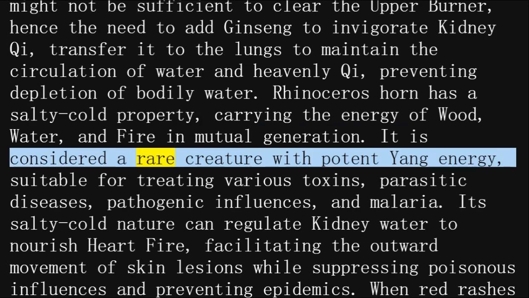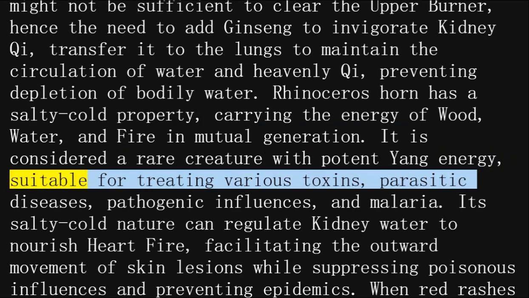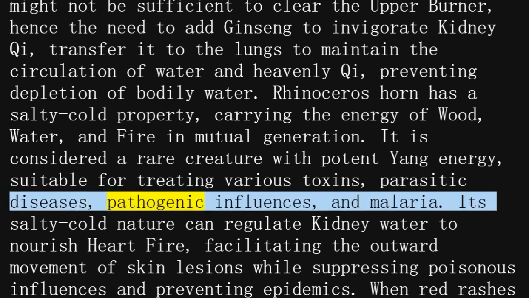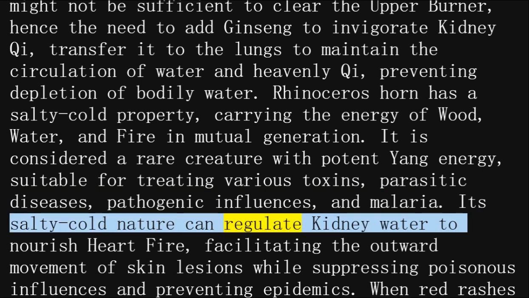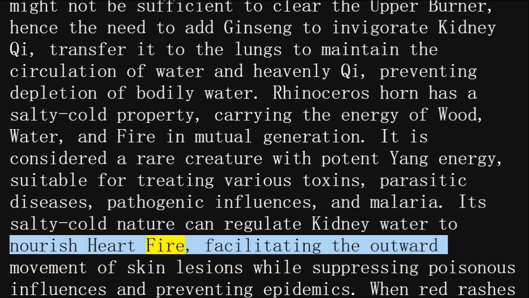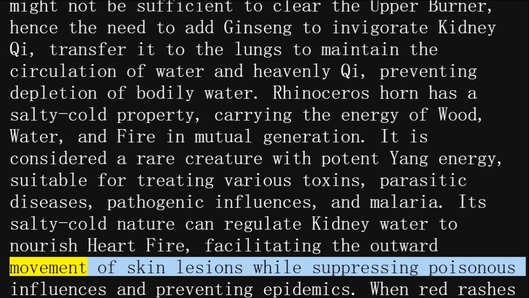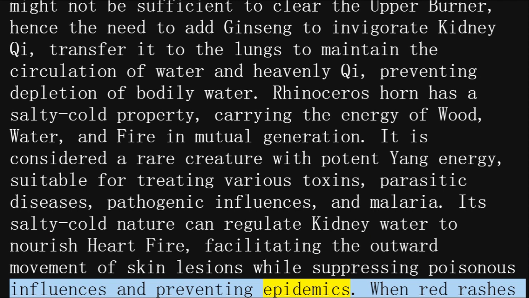It is considered a rare creature with potent yang energy, suitable for treating various toxins, parasitic diseases, pathogenic influences, and malaria. Its salty-cold nature can regulate kidney water to nourish heart fire, facilitating the outward movement of skin lesions while suppressing poisonous influences and preventing epidemics.